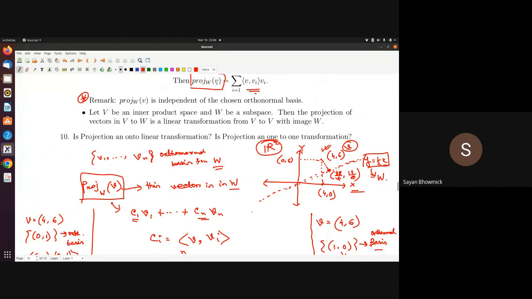Okay, great. So this is what question number 10 was. Is the projection an onto linear transformation? The answer is yes. The image of the projection is W, the subspace onto which we are taking the projection. And the projection is not a 1-to-1 transformation in general. Okay, clear? Yes, sir. Any doubt?